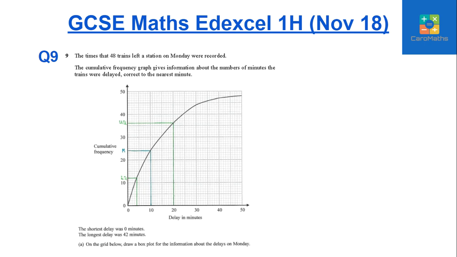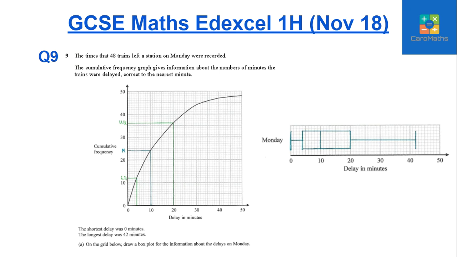So now let's have a look at the box plot. You can see the whiskers are at the extreme points at 0 and at 42, and then the box is between 4 and 20, which is the lower and the upper quartile, and then you've got the median at 10.